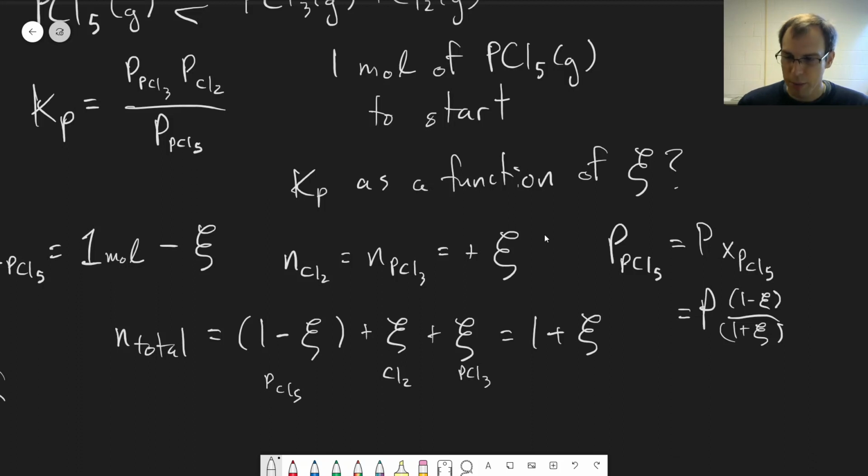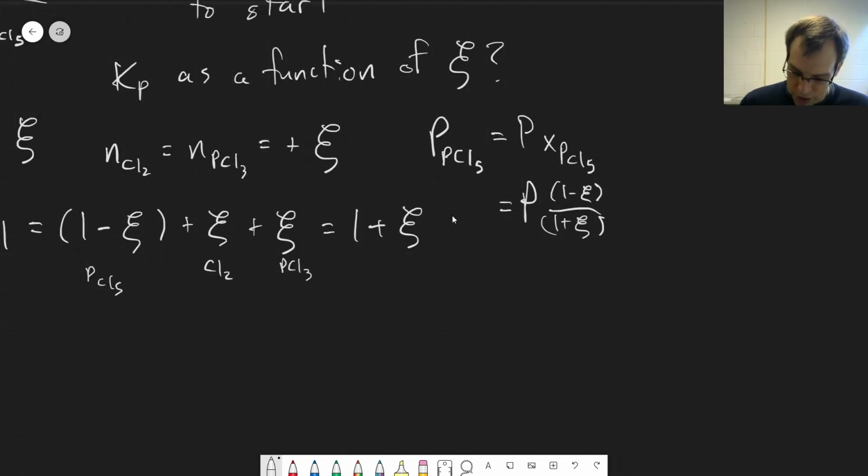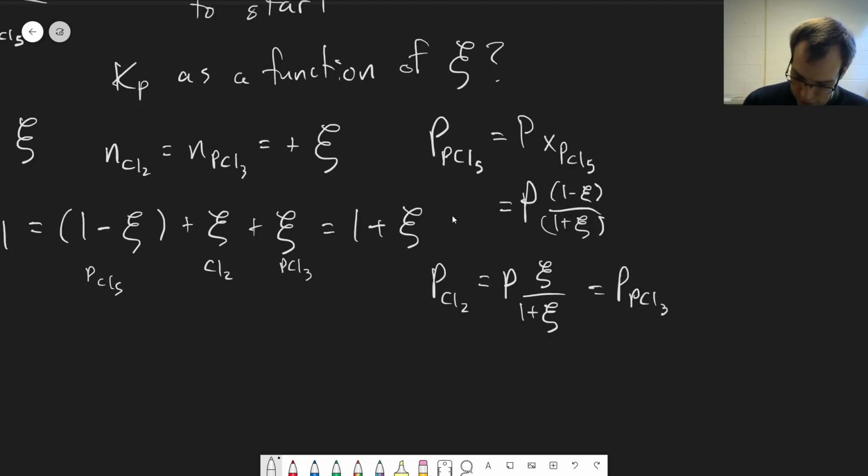Okay, and we can write out similar expressions for our Cl2 and PCl3. These are going to end up being the same. For Cl2, we're going to have P times xi over 1 plus xi. And that'll be the same for PCl3 because they're being produced at the same time, right? If you produce a mole of Cl2, you produce a mole of PCl3.